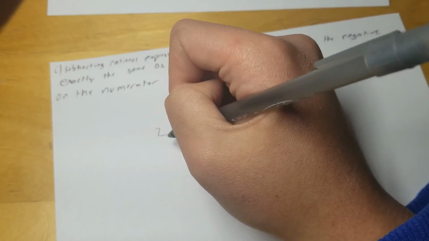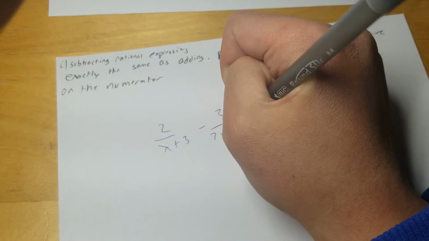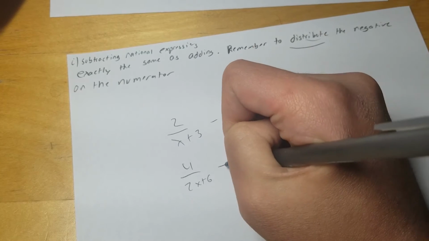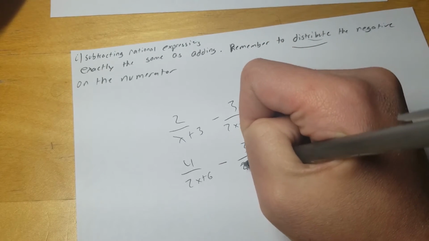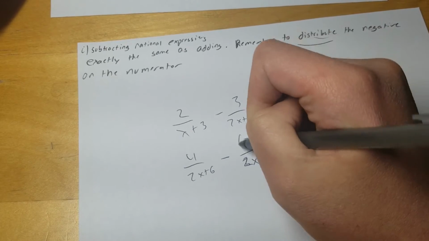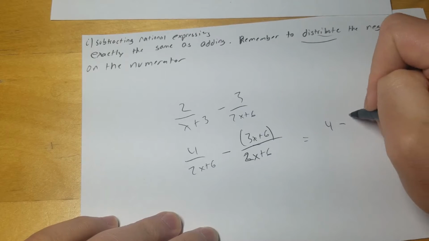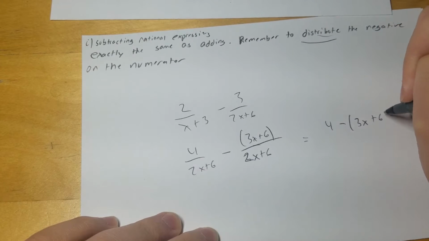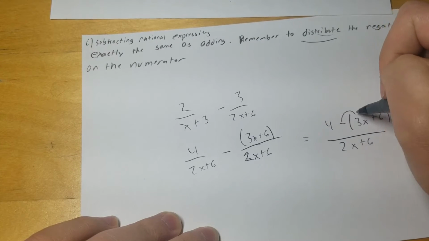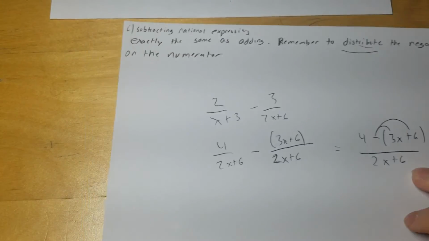So let me make one up. You have 2 over x plus 3 minus 3 over 2x plus 6. Convert, right? 4 2x plus 6 minus... well, this is not a really good problem actually, I'm sorry, but if it was like 3x plus 6 or something, maybe like that. And basically what you're essentially doing is 4 minus the parentheses over this. So you always remember you have to distribute this. So, very important to remember that.